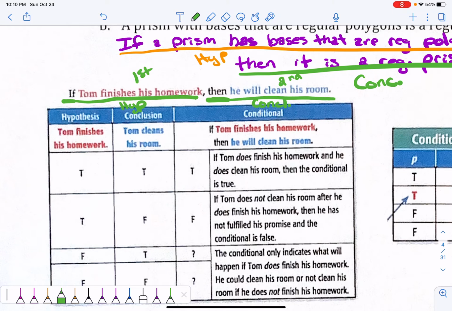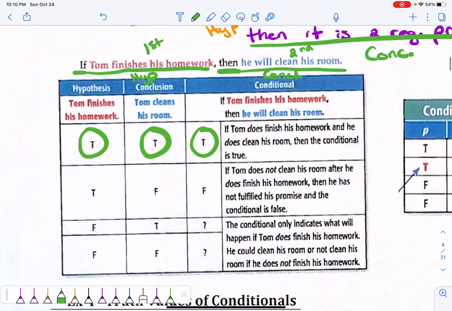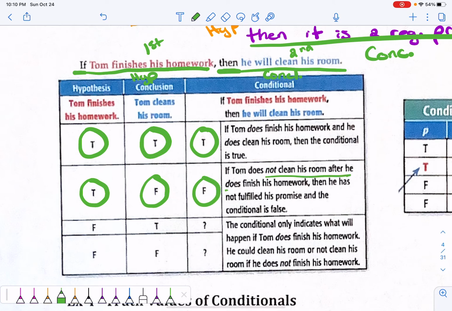All right, now, if he finishes his homework and he also cleans his room, and those are both true statements, then the whole thing is true, right? He finishes his homework, he cleans his room, everything's true, right? Okay, but if he finishes his homework, which is true, but he doesn't clean his room, then he failed to do the entire thing, right? Okay, so if Tom does not clean his room after he does finish his homework, then he has not fulfilled his promise and the conditional statement is false.